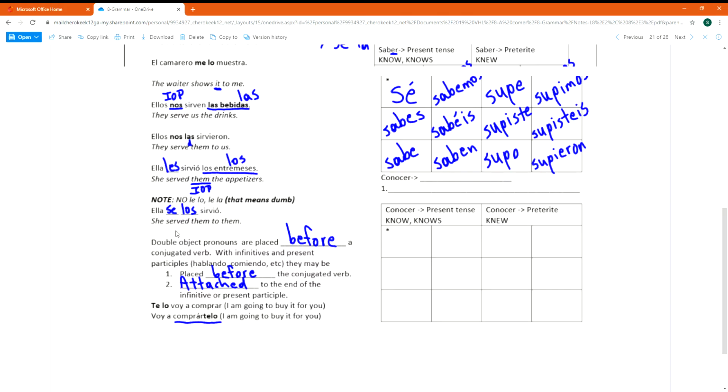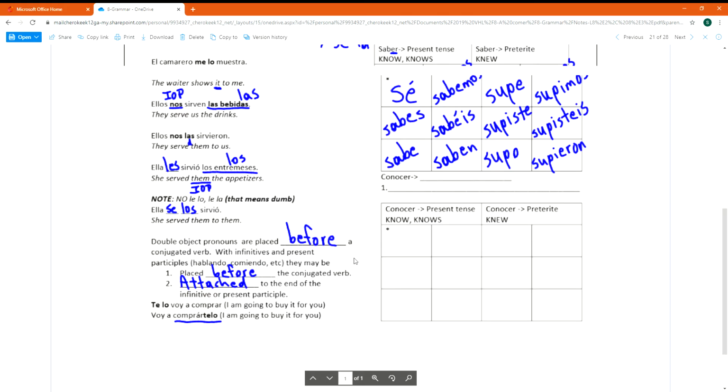But right here is where we have to remember, guys, we don't do le, los, les, los, none of that. That means dumb, so don't dumb it up. So we make that change. So instead of using le or les, we use se. So ella se los sirvió.